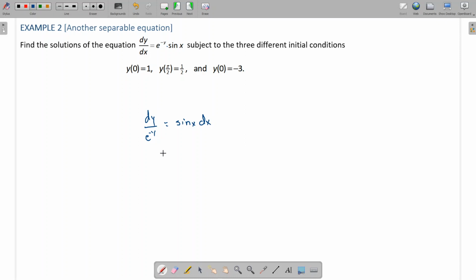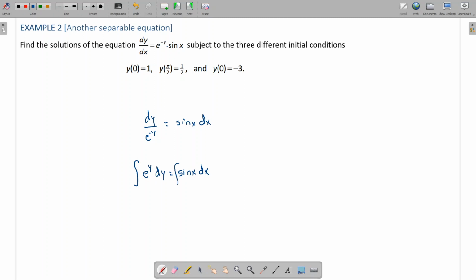So we've separated the variables. But notice we could simplify this. e to the negative y, it's already in the bottom. That brings it up to the top. So this is really e to the y dy equals sine of x dx.